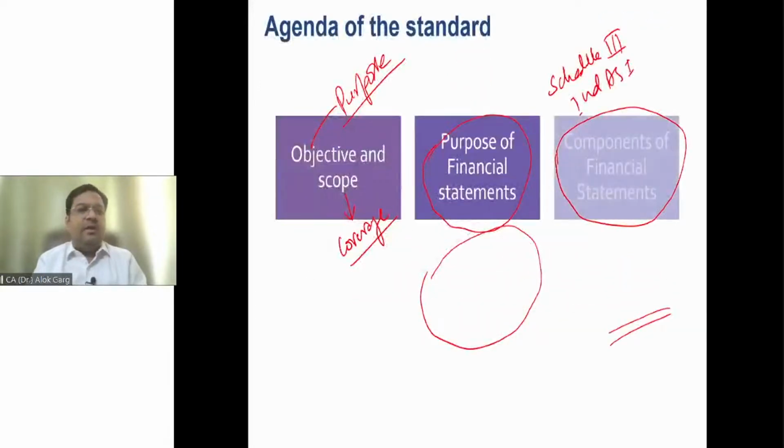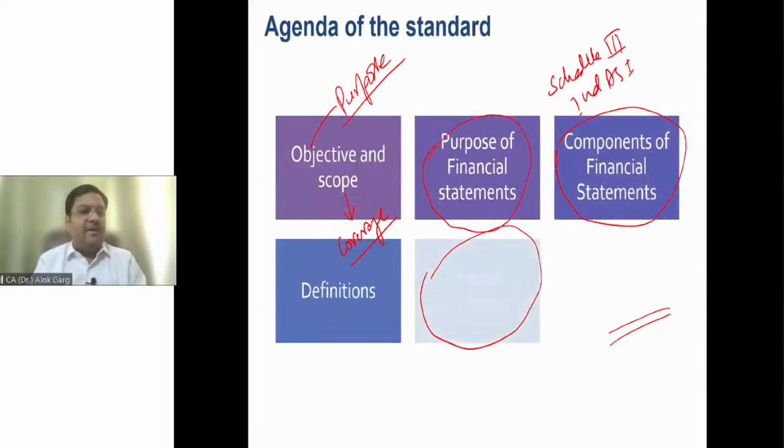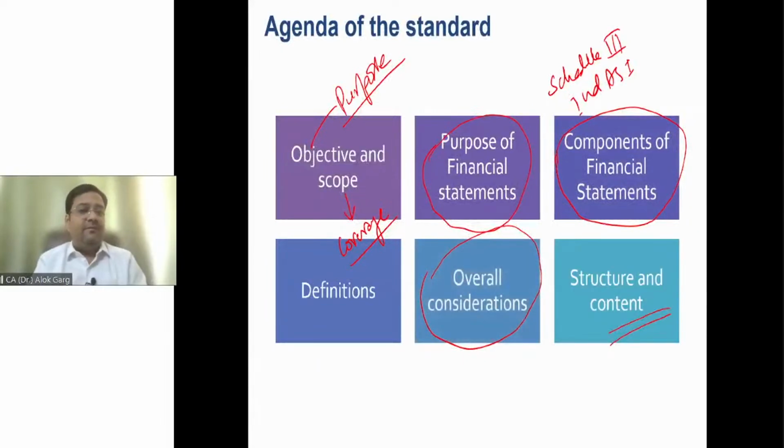Yesterday, we talked about the agenda or scope of this particular standard. What is the agenda of this standard? We talked about the objective and scope. Every standard talks about the objective and scope of that particular standard. Then the purpose of the financial statement, and the components of the financial statements. The format of the components is given in Schedule 3, but this standard talks about the entire component or complete set of financial statements.